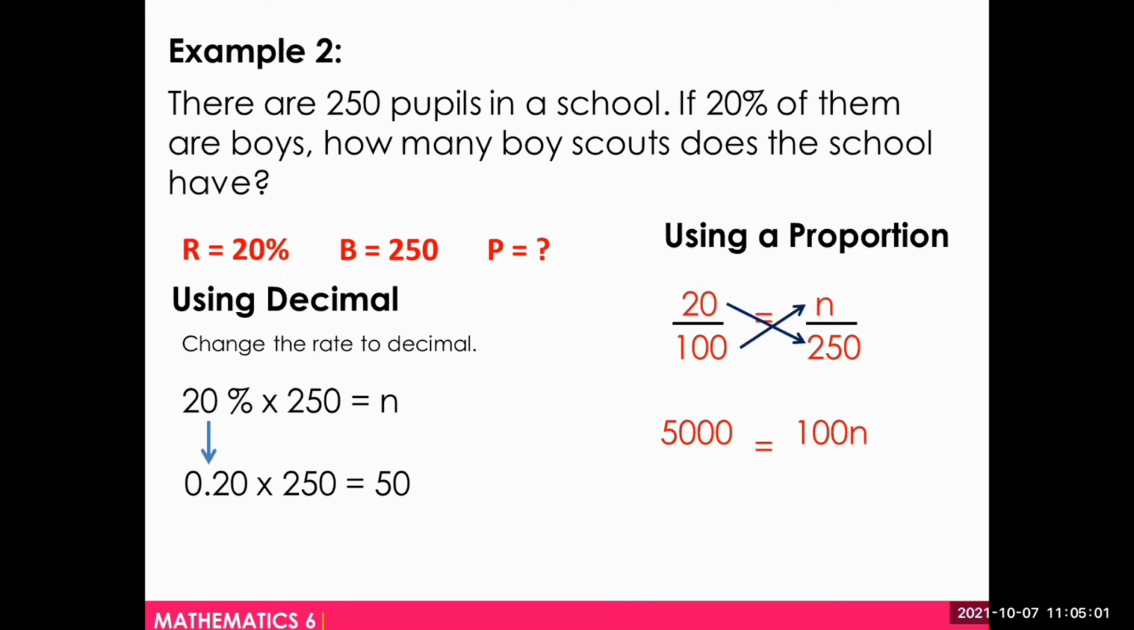Since 100 ang katabi ng variable na n, divide lang natin sila by 100. So i-cancel na natin si 100 para maiwan ng n. And 5,000 divided by 100 is equal to 50. Nakuha natin ang parehong sagot. So percentage natin is 50. So 50 is 20% of 250. 50 ang Boy Scouts sa paaralan.